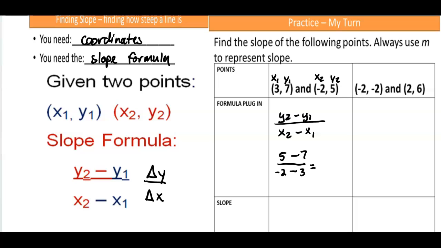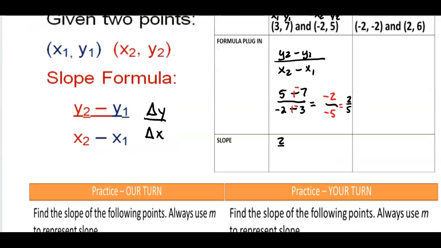So we'll have some keep change obviously involved here. 5 minus 7 equals 5 plus -7. That's -2 over, and then -2 minus 3 becomes -2 plus -3, which gives you -5. So our slope in this case, negative divided by negative is positive. So we have 2 over 5. Slope is 2 over 5, meaning you'd move up 2 and right 5 from each point on your line.